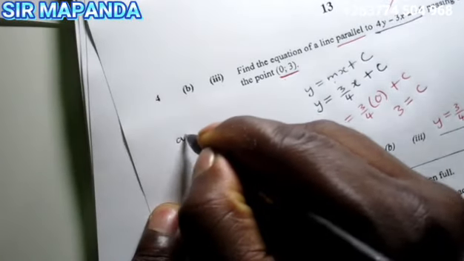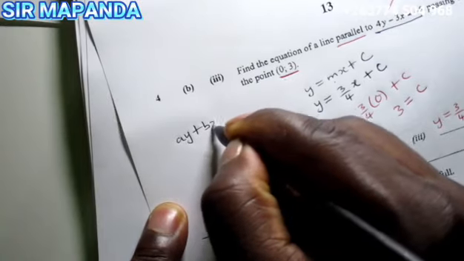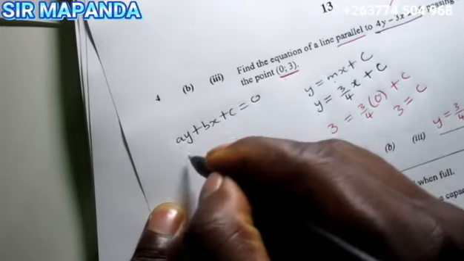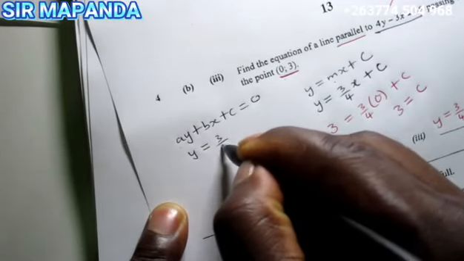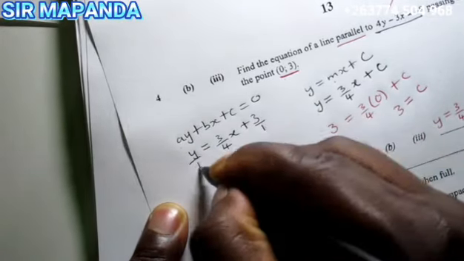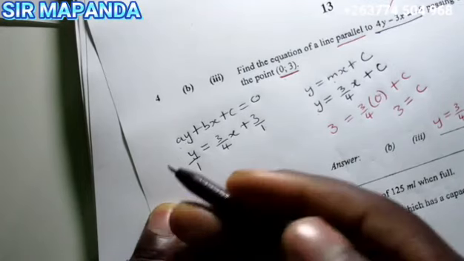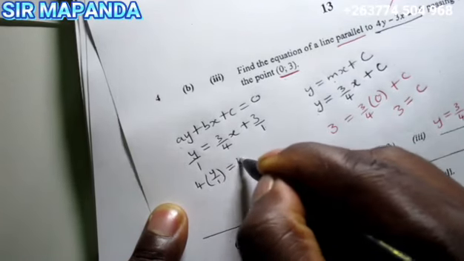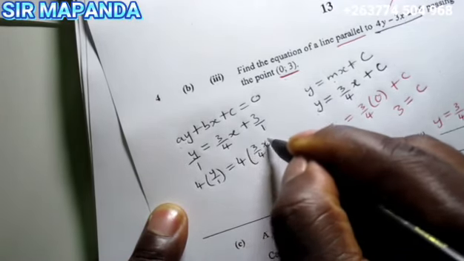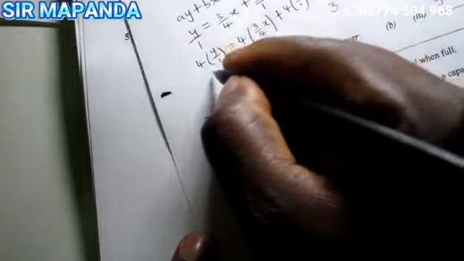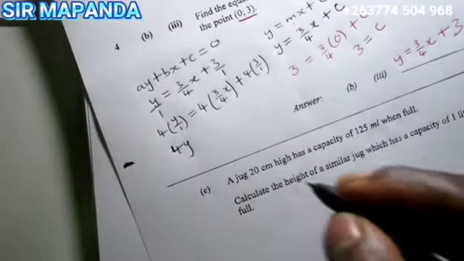Right. But you need to be careful. Some questions ask you to present your answer in the form ay plus bx plus c is equals to 0. If you are asked to present in this form, you need to take y over 1 is equals to 3/4 x plus 3. Put this over 1, put this over 1. Then your LCM is 4. Multiply throughout by 4. So this is 4 times y over 1 is equals to 4 times 3 over 4x plus 4 times 3 over 1. So 4 times y over 1, you get 4y. I hope you are following.